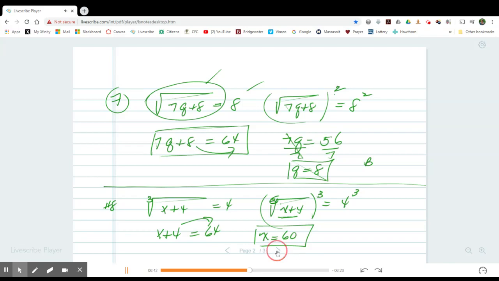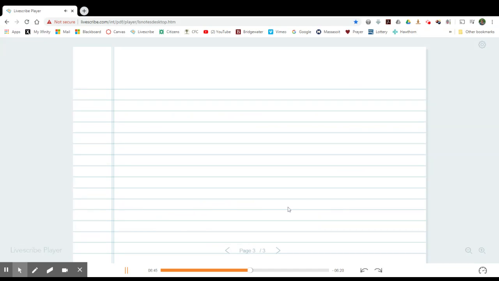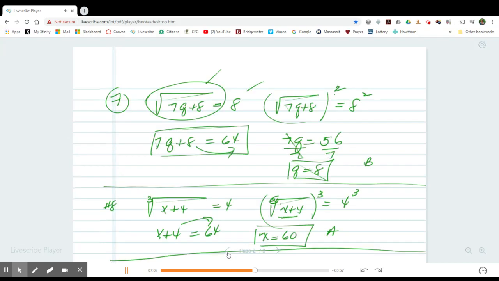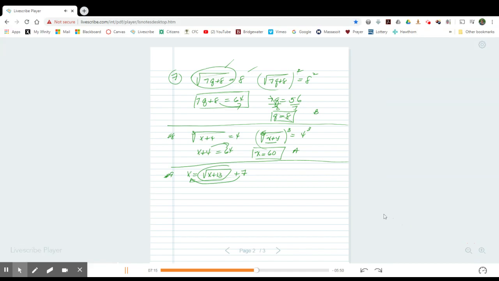All right, number 9 is going to be all that and negatives, whatever that means. Number 9 is this: x is equal to the square root of x plus 13, plus 7. Before I start squaring to get rid of this radical sign, I need to have that radical all by itself. So I want to bring the 7 over. We're going to have x minus 7 equal to the square root of x plus 13.